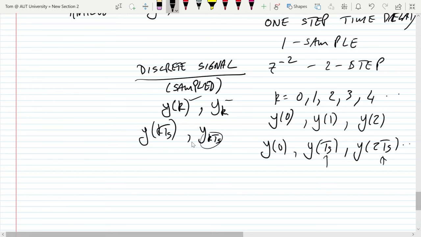So if that is a discrete signal, a sampled signal, then we can write that z to the minus 1 operating on it, I'm going to write it in subscript form, shifts it backwards in time. So we write it as y k minus 1.